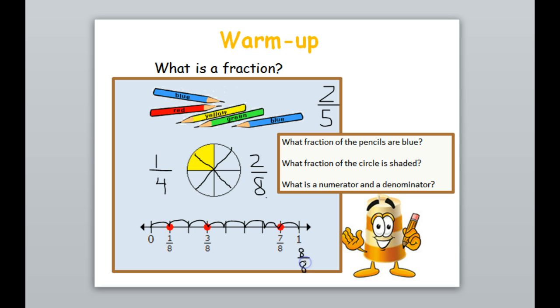So if we hopped on our number line 8 times, and it's divided into 8 increments, and we hop all the way, we end up with 1. When you have the same numerator and same denominator, it's the same as 1 whole.